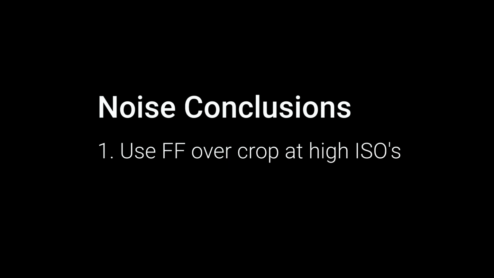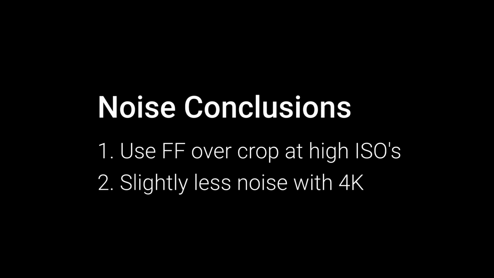Before we move on, let's give a few noise conclusions. First one is use full frame over crop at high ISOs, like above 3200. But really, as we've shown here, there's not that big of a difference between crop and full frame in terms of noise. They're pretty close. But if you want a still slightly cleaner signal, use full frame. The second one is if you want slightly less noise, shoot in 4K rather than 1080.